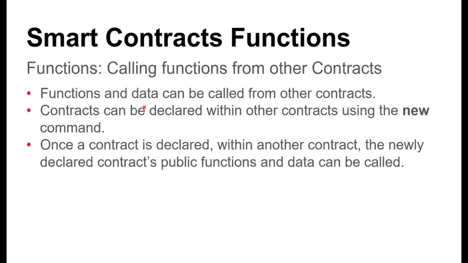So functions and data can be called from other contracts. This is a lot like when you are instantiating an object in a function within Java. Very, very similar. We use the new command. This way we declare one contract within another.